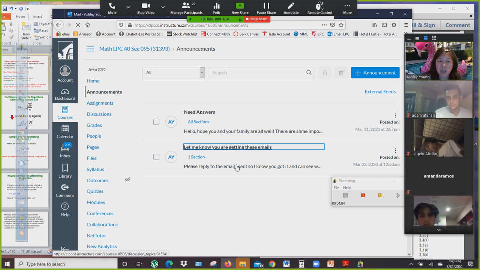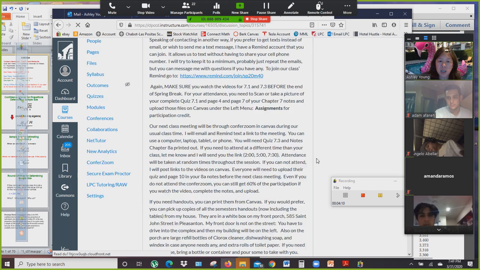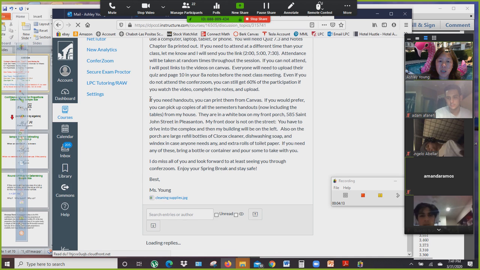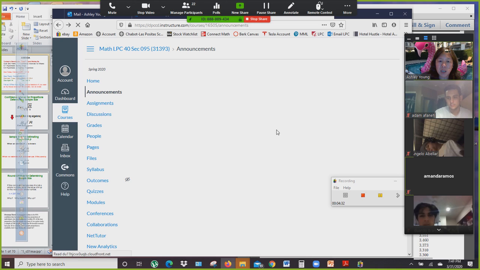If you look at these 2 announcements here, this first one, I said let me know if you're getting these emails. That has my information at the bottom, and talks about if you want the handouts for Canvas, they're in a white box on my front porch. My front door is not on the street; it's inside the complex. You have to drive inside the complex to get to it. This gives you a little bit of directions.